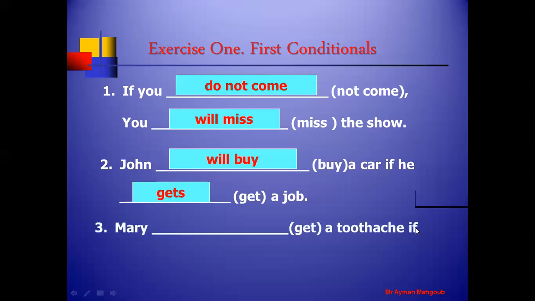Will buy and gets. Number 3. Mary space get a toothache if she eats too much sweets. Mary.